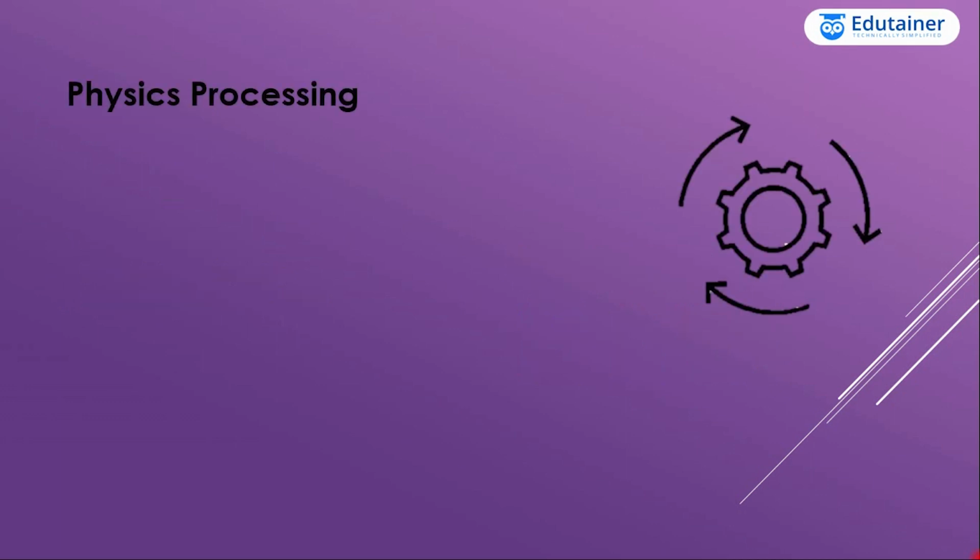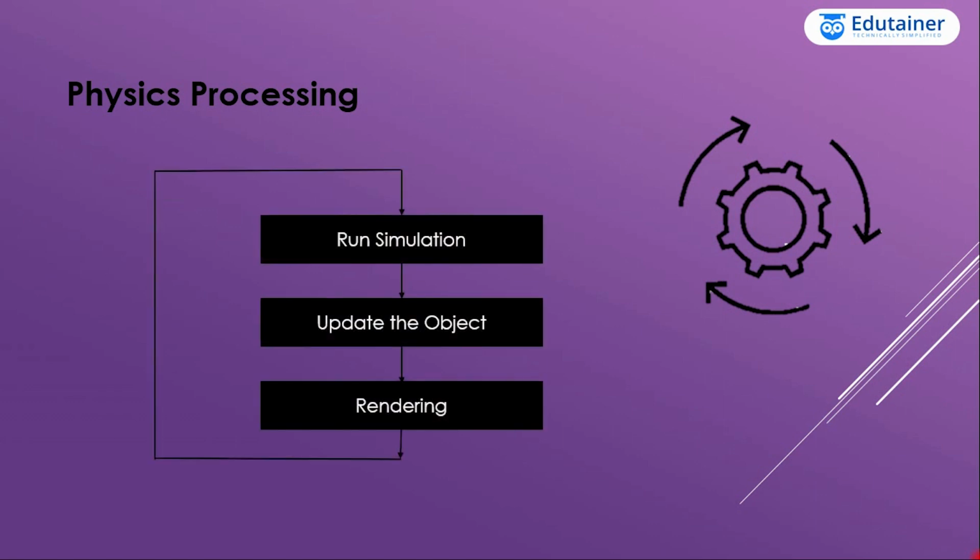Now we have physics processing. We have a physics engine, but we will be seeing the processing, like how the physics engine is working. Over there we have a loop. Okay, first of all we will be running a simulation. Then we will be updating the object that is going to move. And then we will be finalizing its location, and then we will be rendering the object. So this loop goes on working.